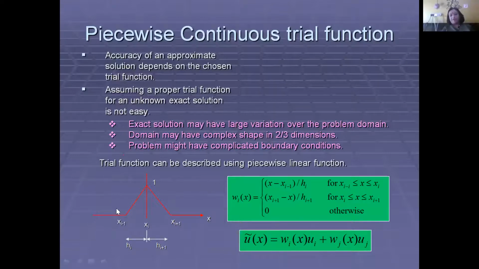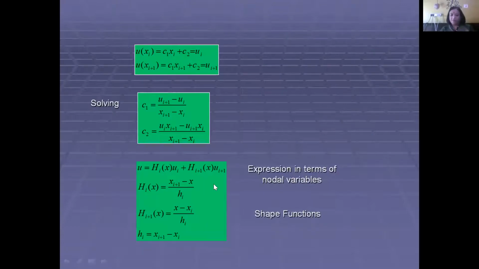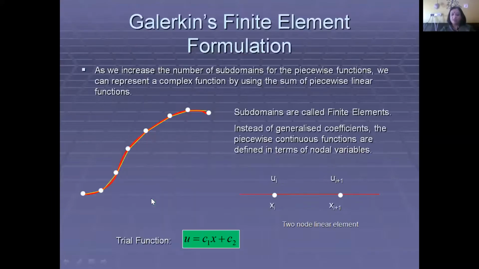So I kind of gave you this function initially, and look, this is what I have landed up with. Why have I landed up with this function? Because I have chosen a linear function over the element in terms of the nodes at the two ends of that element. And when I have evaluated the coefficients in terms of the nodal variables, I find that u can be expressed in terms of H and u, u being the nodal variables and Hi being the weight function, which I had already defined for you.